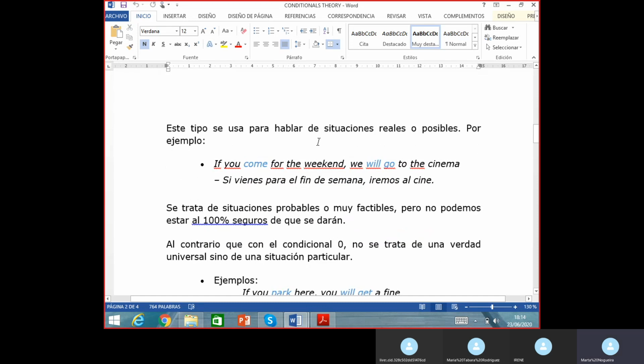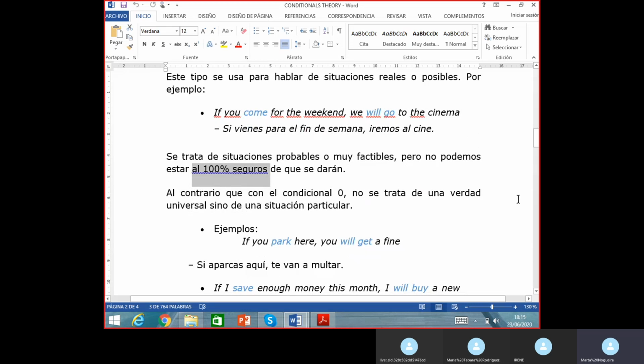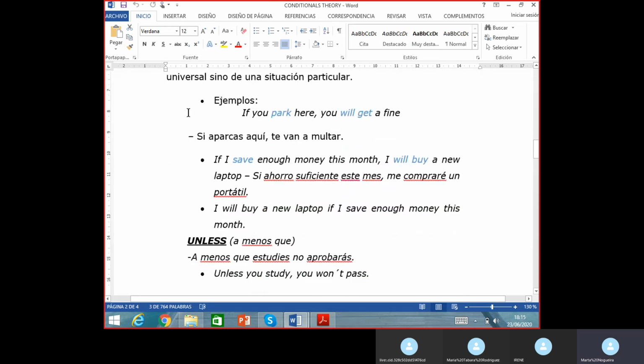For example, if you come for the weekend, we will go to the cinema. If I wanted to put it in the negative, if you don't come for the weekend, we won't go to the cinema. That's it. This is about very, very probable situations, but as I told you, girls, we are not 100% sure that they are going to be like that. So it is not a universal truth. Let's see more examples. If you park here, you will get a fine. This is not a universal truth. This is the most probable thing that is going to happen.